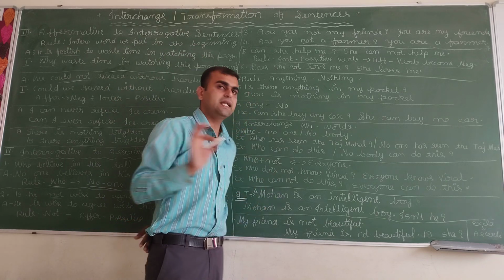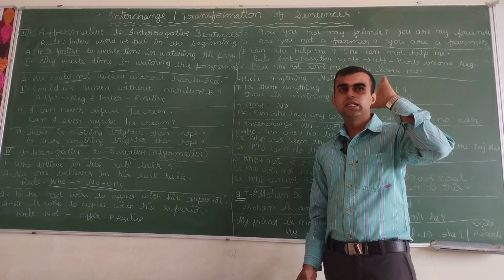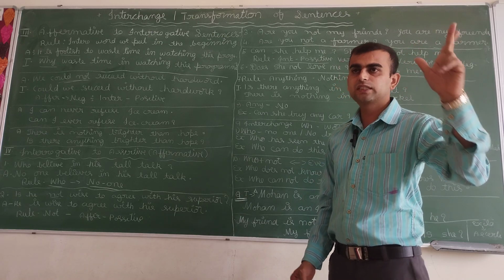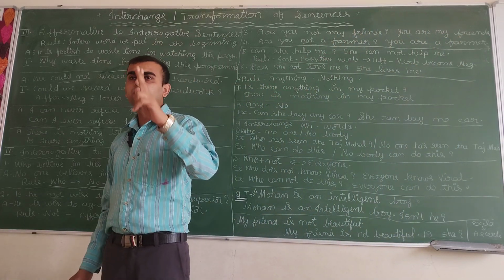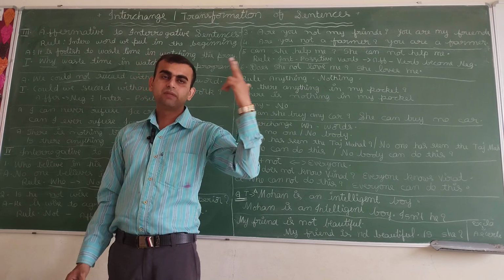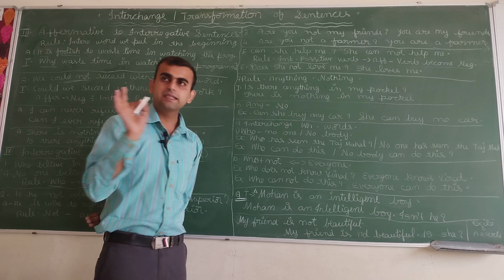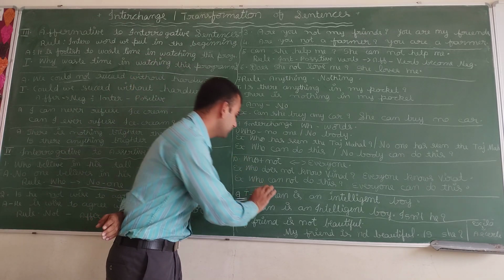Next, question tag. Question tag is the third type of interrogative sentence. In question tags there are two parts: the first is a statement, the second is a short question. If the statement is positive, the question tag is negative. If the statement is negative, the question tag is positive. Let us take an example; it will become very clear. It is one of the easy methods.